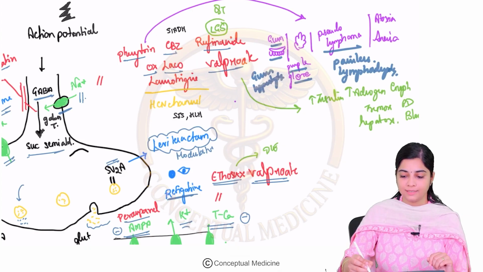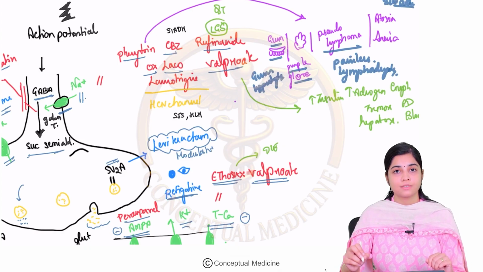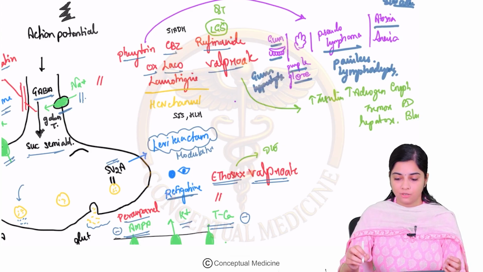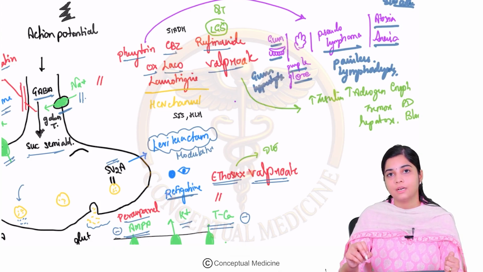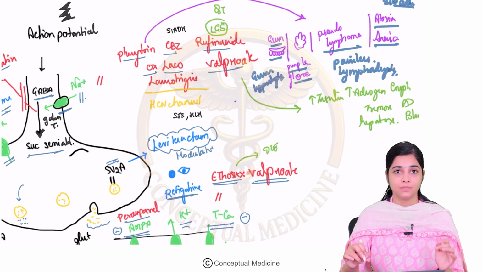Phenytoin also has a side effect on the cerebellum. Phenytoin toxicity can affect the cerebellum, resulting in ataxia, and chronic phenytoin use is associated with bone marrow suppression and anemia as well. So what are the side effects of phenytoin? Phenytoin causes gum hypertrophy, pseudo-lymphoma, purple glove syndrome, ataxia and anemia.